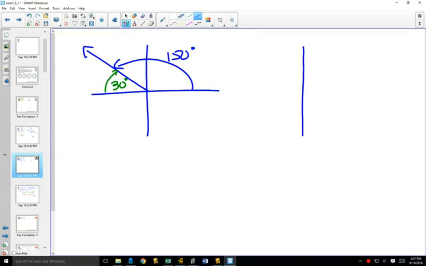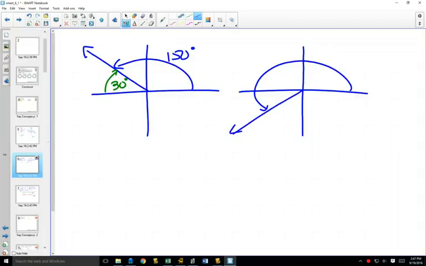What about if we went here and said this was 200 degrees? What would the reference angle be? 20. So again, the reference angle is right here. It's not this part right here.